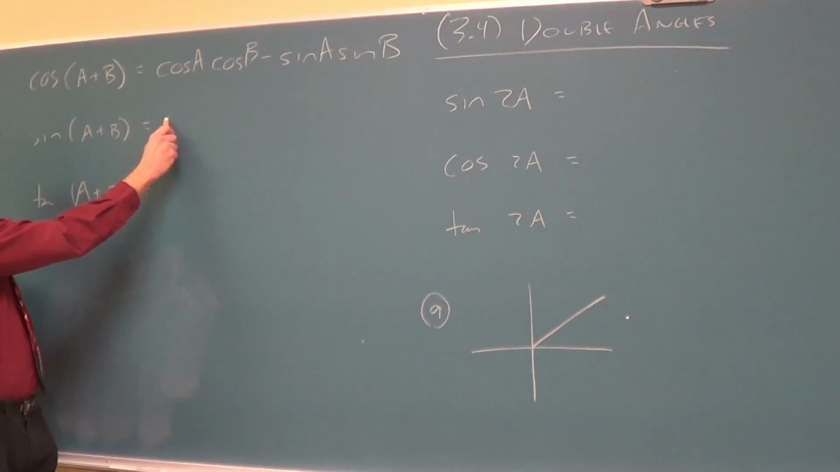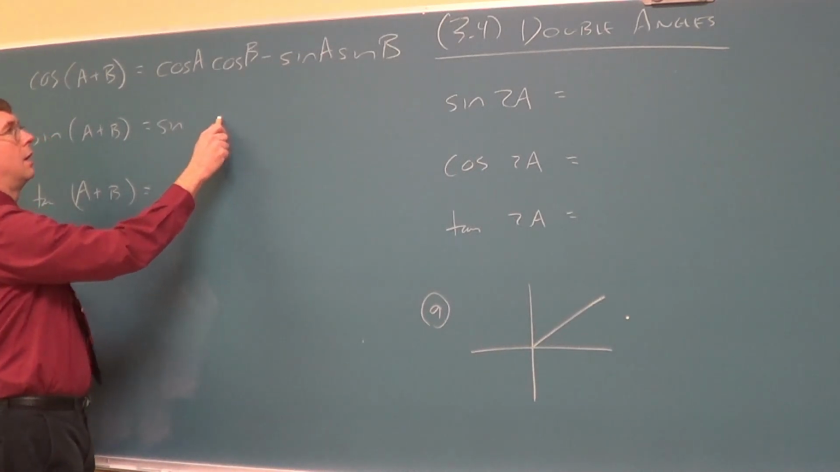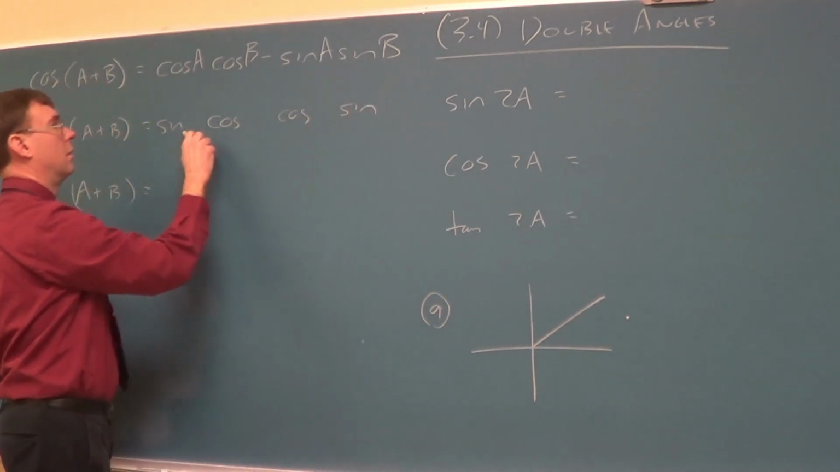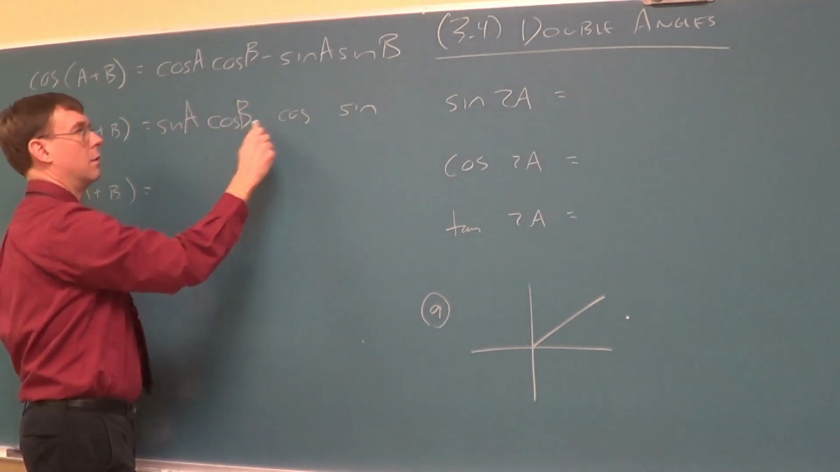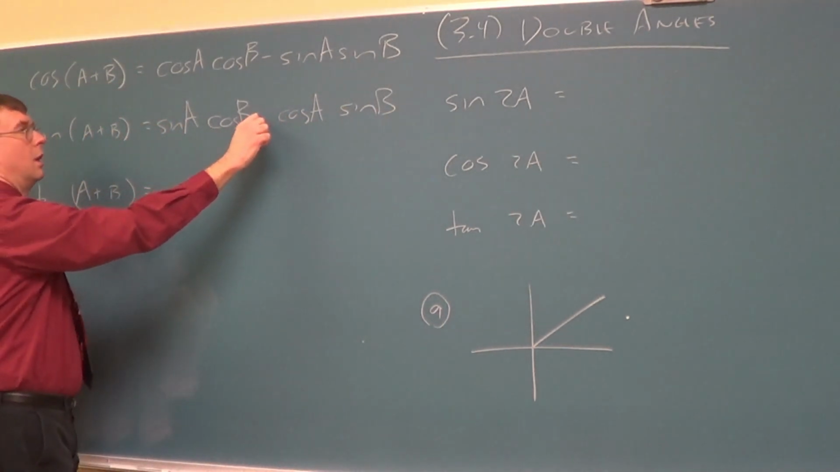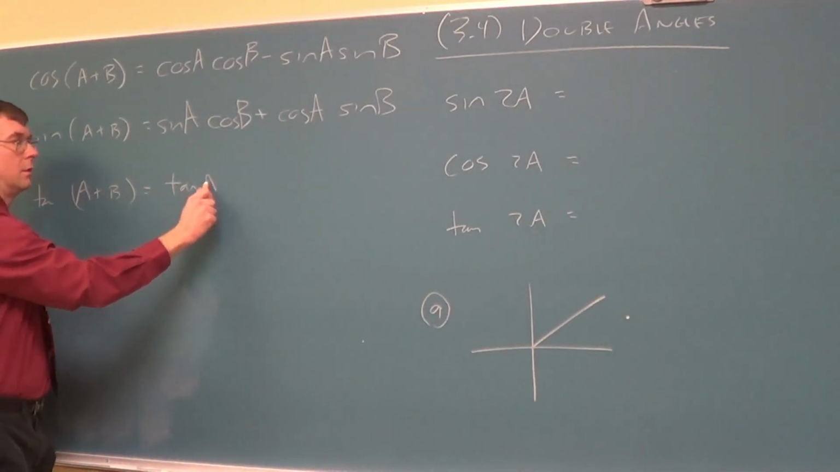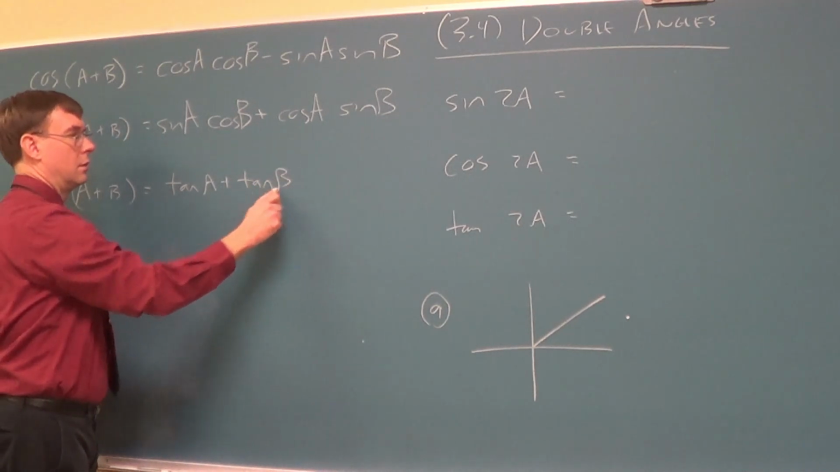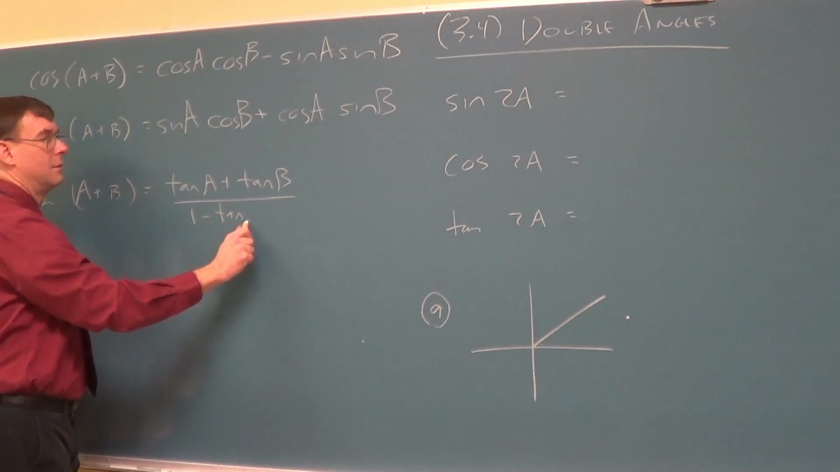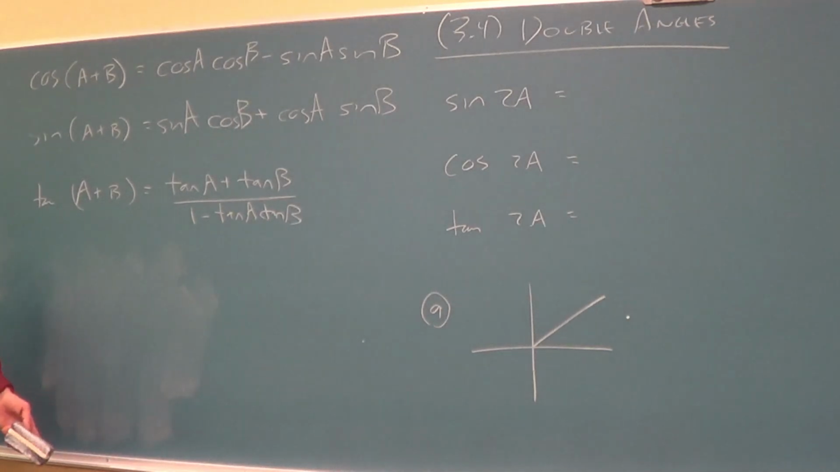Let's do sine. Plus. Agreed. Tan? Tan A plus tan B over 1 minus tan A times tan B. So in theory, we know those are in there.